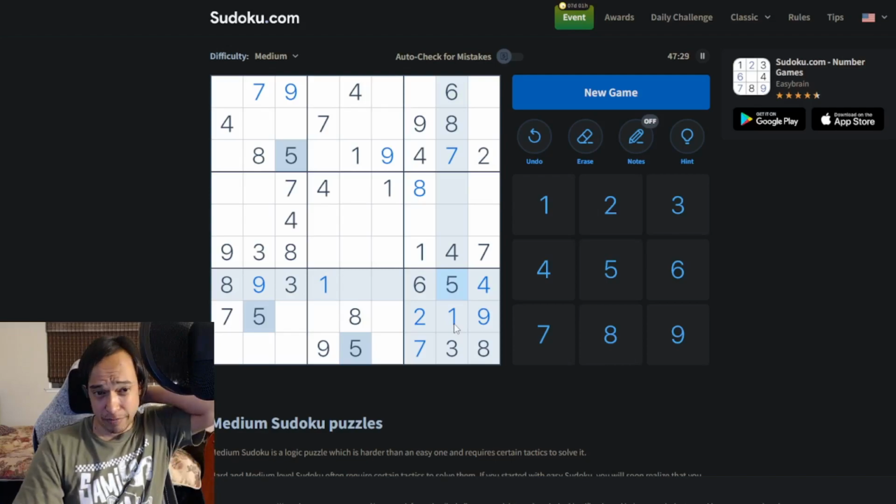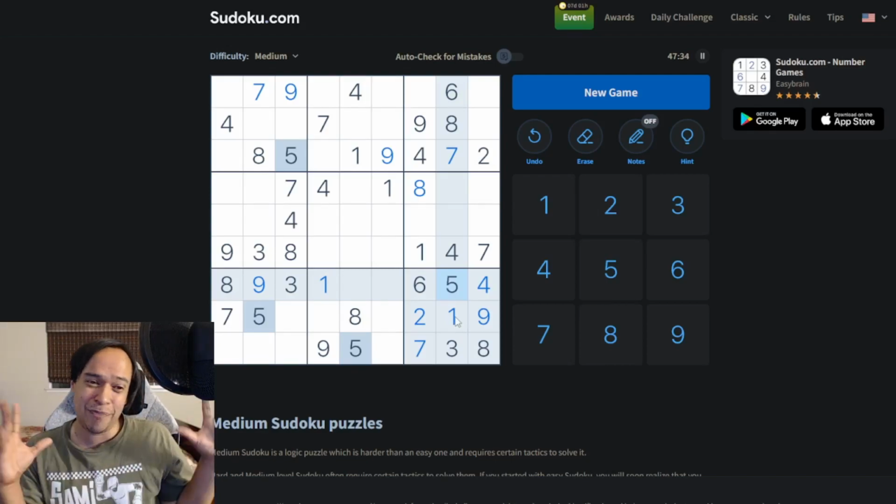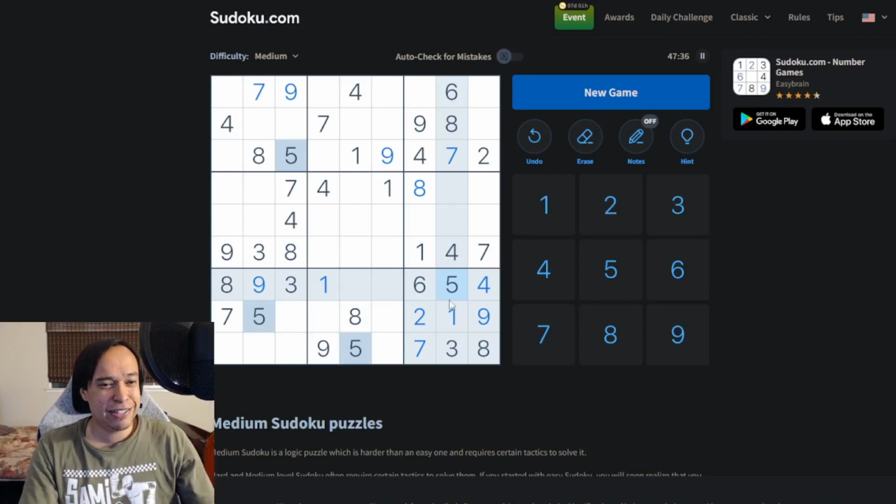Let's look at this column maybe. So you can really go in any order you want. You don't have to go by rows or columns. You can just figure out anything at any time. So in this column, we're missing a 2. We're missing a 2 and a 6 by the look of it.